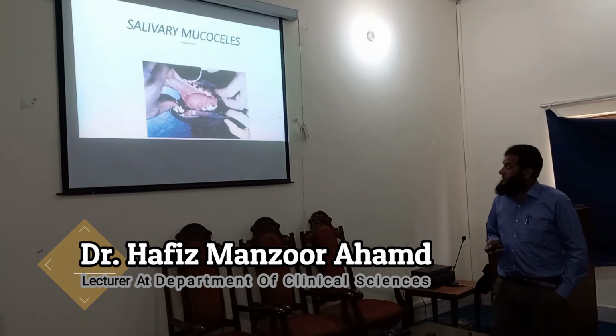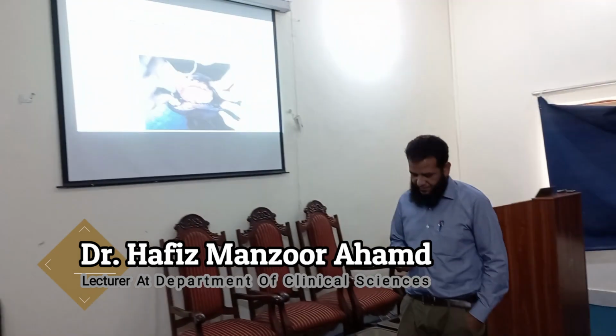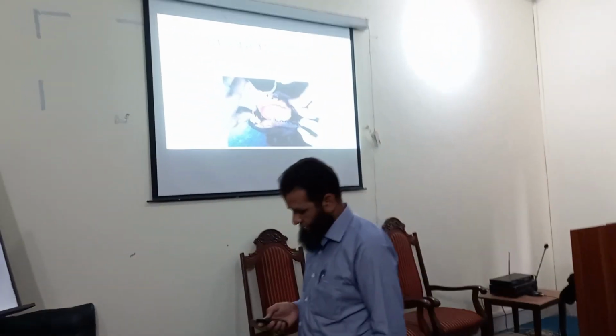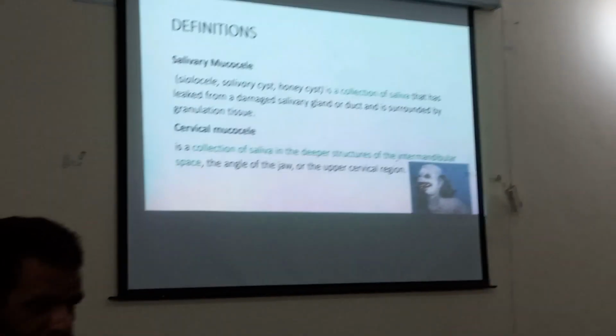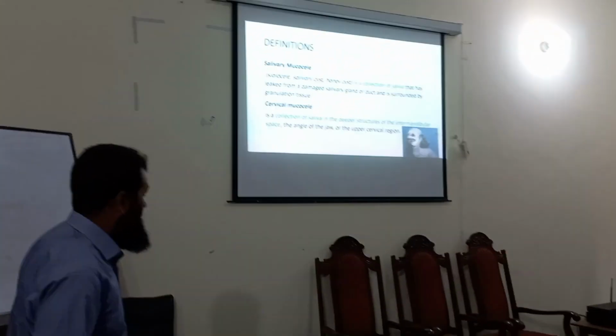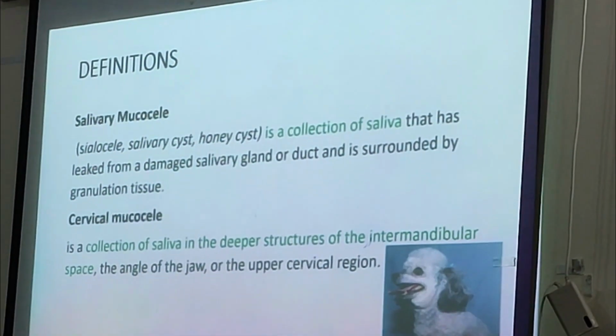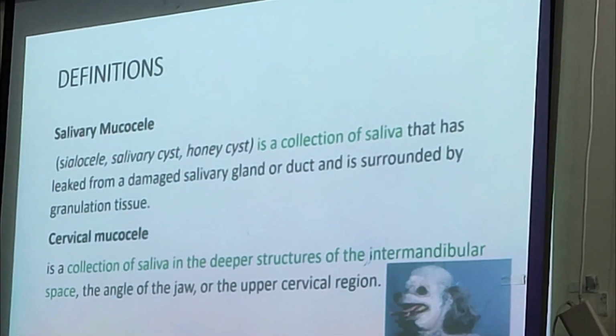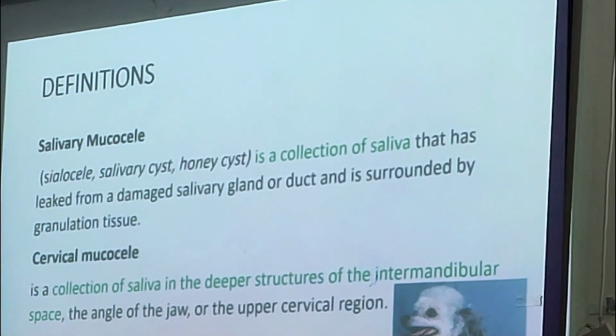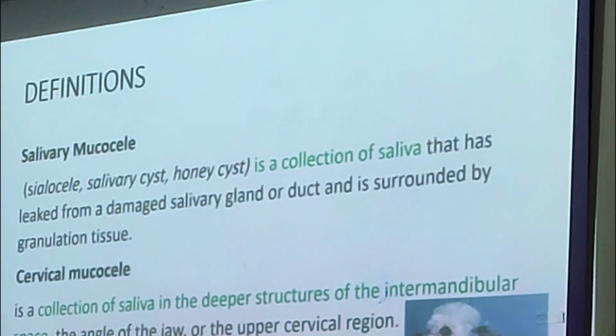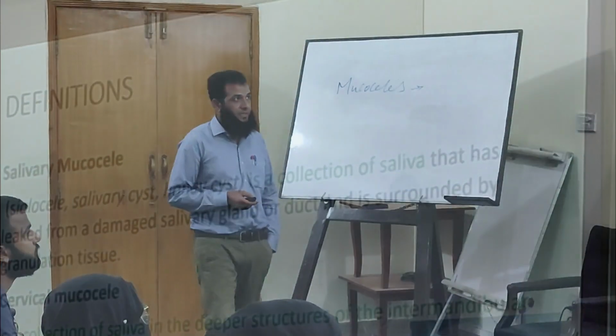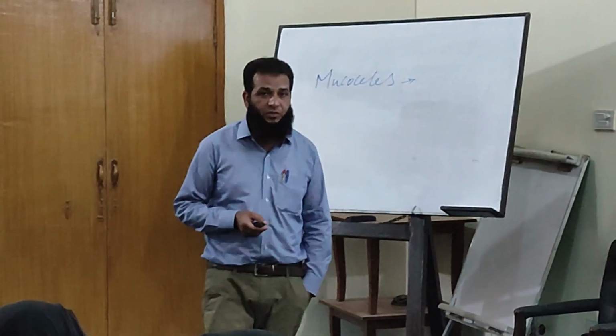Today we will discuss salivary mucocele. How to define salivary mucocele? Salivary mucocele is a collection of saliva that has leaked from a damaged salivary gland or duct and is surrounded by granulation tissue.